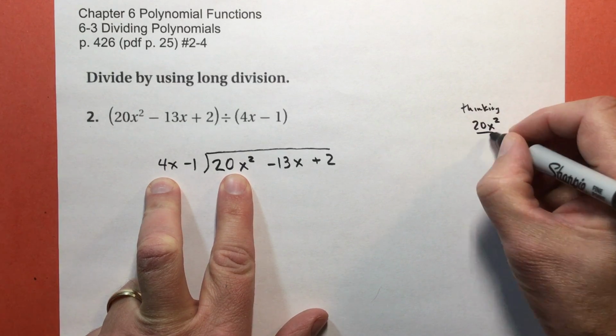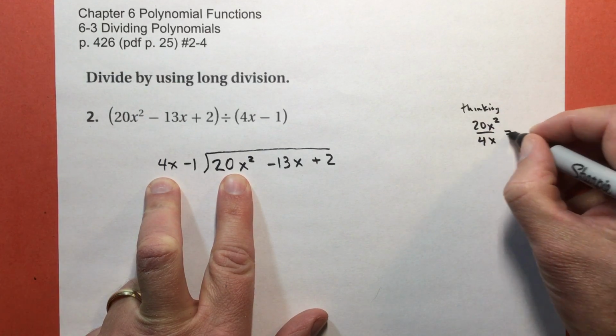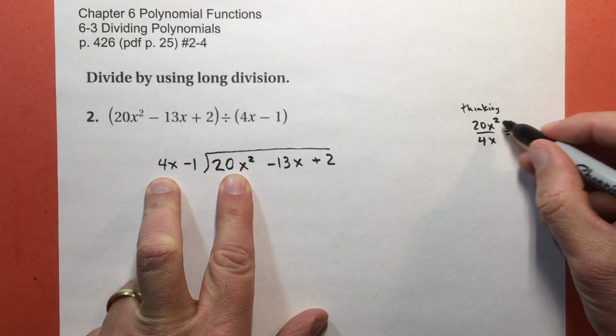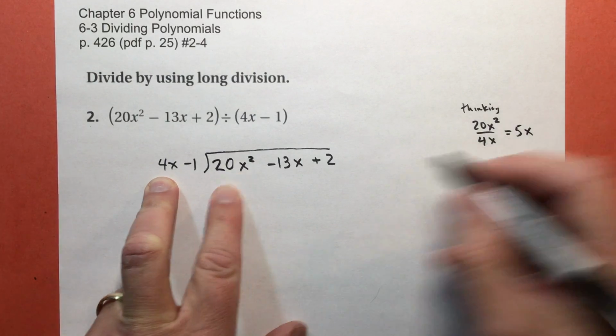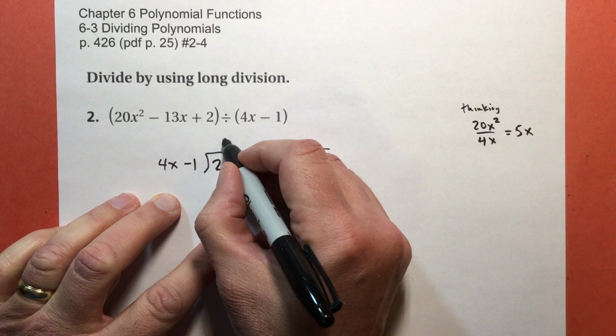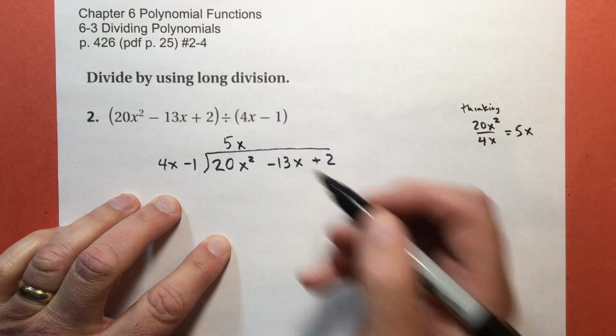20x to the second power divided by 4x. 20 divided by 4 is 5. X to the second divided by x is x. So that means I'm going to put a 5x right here.